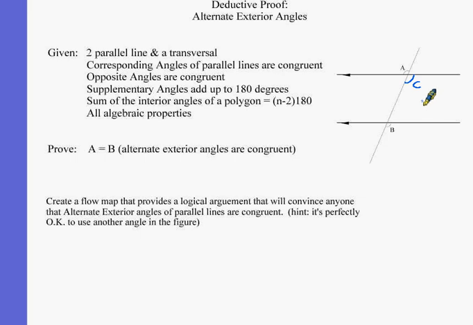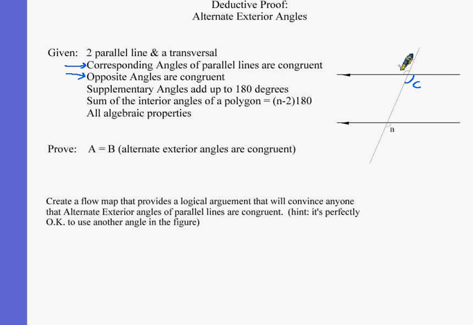We can create a nice logical argument because, of course, A and C are what kind of angles? Well, they're opposite angles or vertical angles. Now we have to check, can we use that? Yep, it's in our givens list. Opposite angles are congruent. We can use that relationship. So we can say that A and C are the same. Well, what about B and C? Well, what kind of angles there? They're corresponding angles. Well, is that in our givens list? Yep, corresponding angles of parallel lines are congruent. So that's a legal move to make.